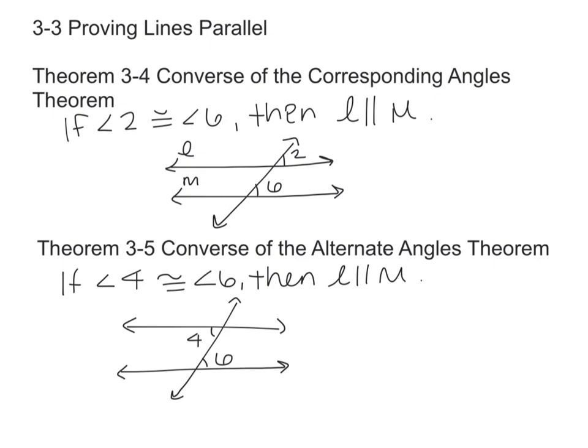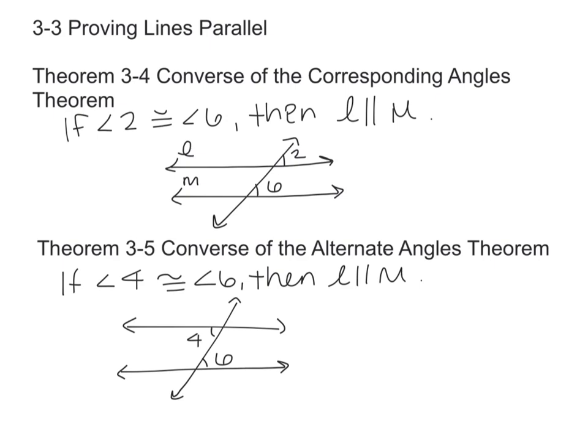So 3-2 basically said that if two lines are parallel and cut by a transversal, then you knew that, for example, a pair of angles were corresponding. And if they were corresponding, then you concluded that they were congruent. Same side interior was supplementary, alternate interior was congruent, and alternate exterior was congruent.